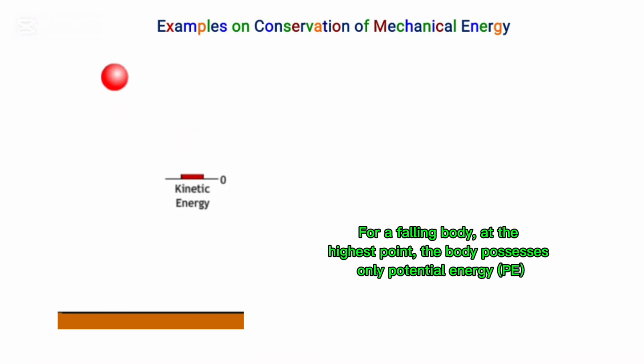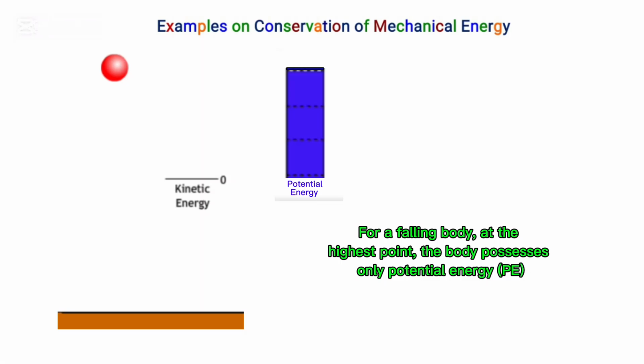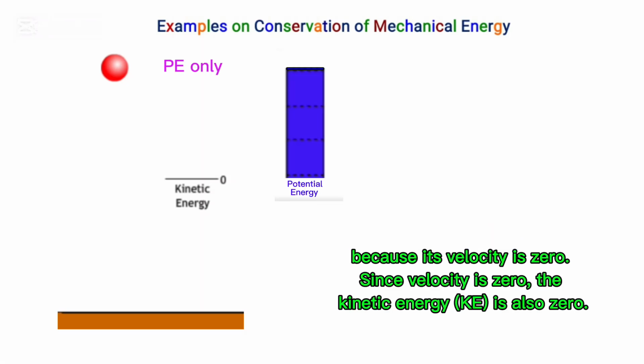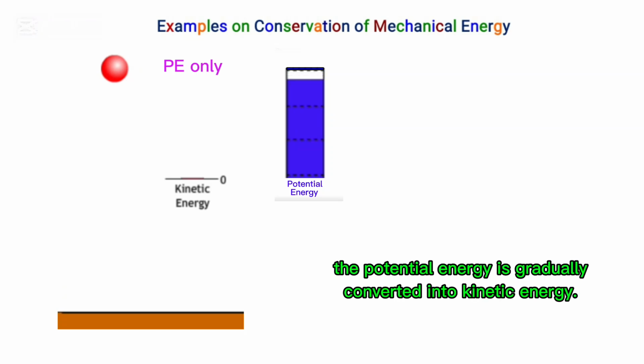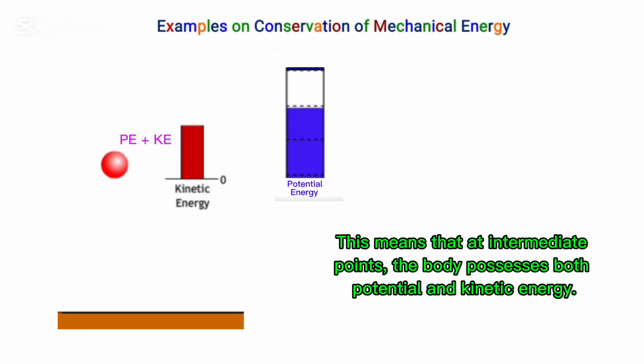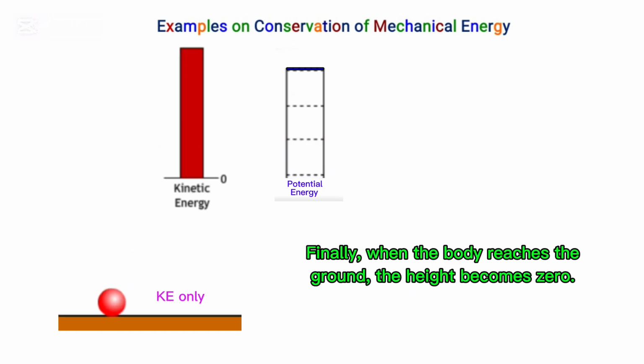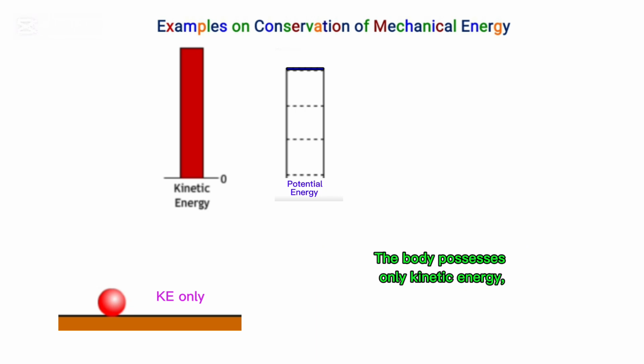For a falling body, at the highest point, the body possesses only potential energy because its velocity is zero. Since velocity is zero, the kinetic energy is also zero. As the body begins to fall, the potential energy is gradually converted into kinetic energy. This means that at intermediate points, the body possesses both potential and kinetic energy. Finally, when the body reaches the ground, where the height becomes zero, the body possesses only kinetic energy, since all the potential energy has been converted.